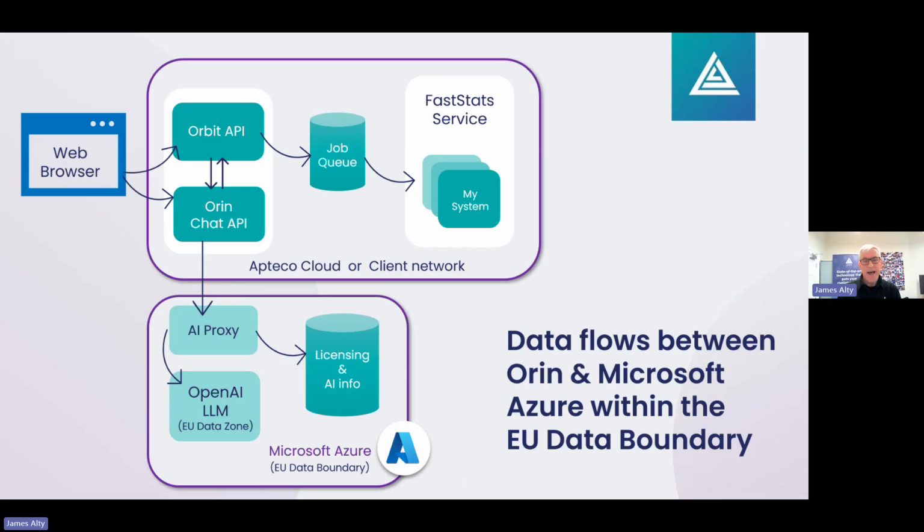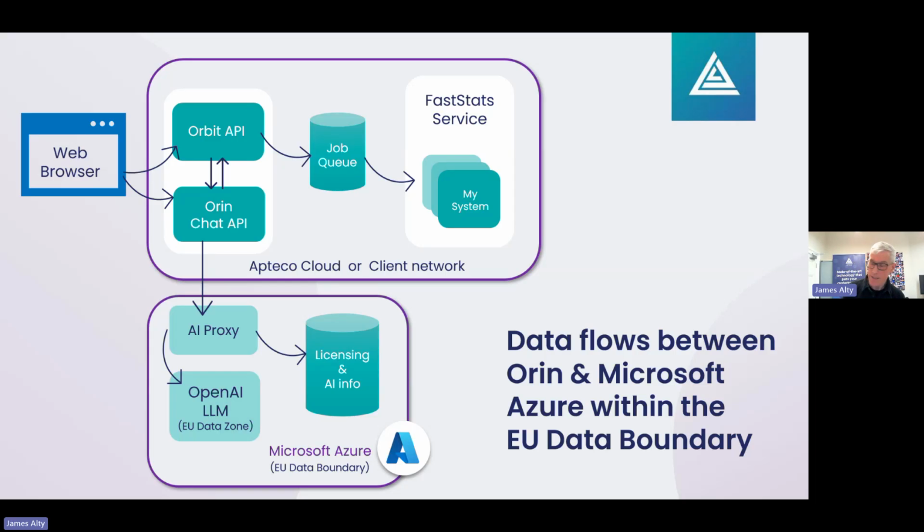Now, we're going to talk about Orin, and I thought it was helpful to give you a very, very simplified summary of what goes on behind the scenes. We're not being shy about this. Your role is at the top left-hand corner, driving a web browser on any device, ladies and gentlemen: a tablet, a desktop, a laptop, your phone maybe. That browser is going to be talking to the Orbit API and, through Orin usage, directly to the Orin Chat API. Those two APIs are both coordinating and working with our job queue mechanism to talk to your FastStats or Apteco data store where your data is kept.